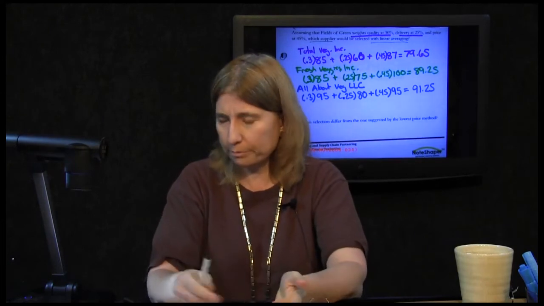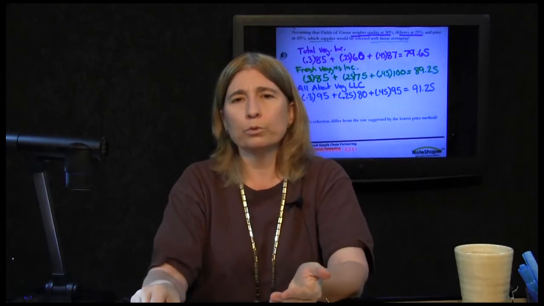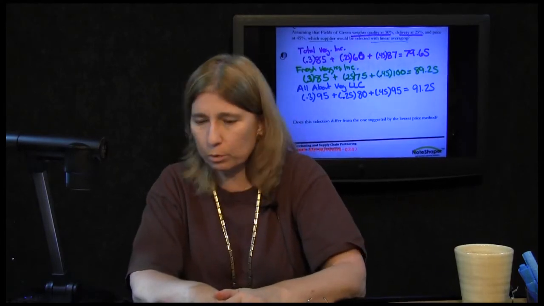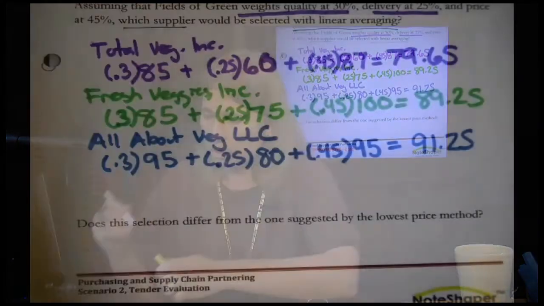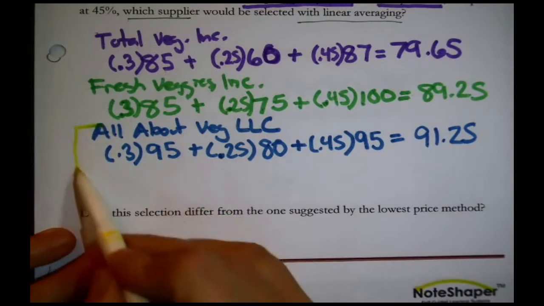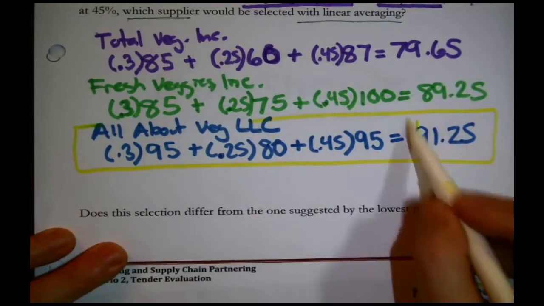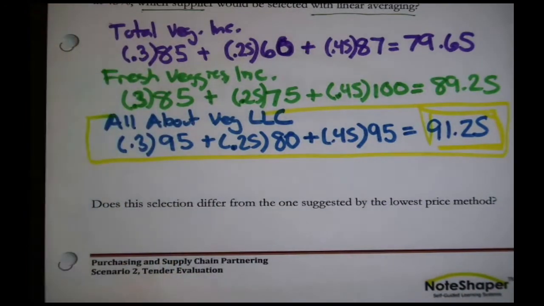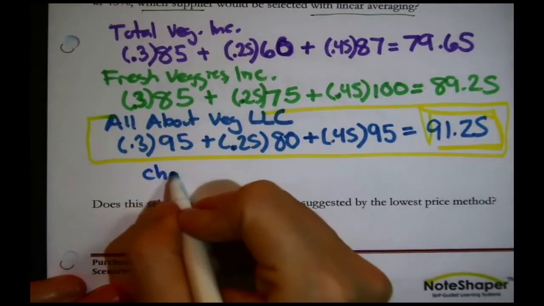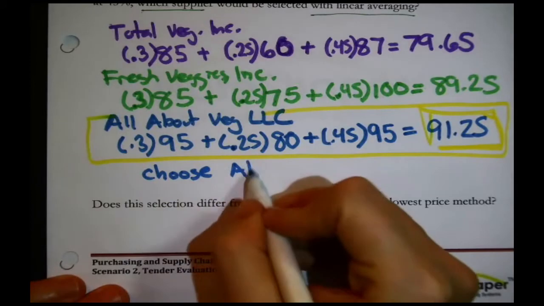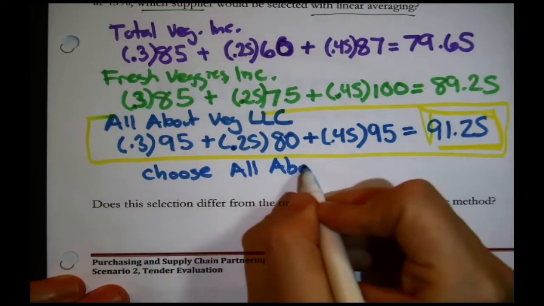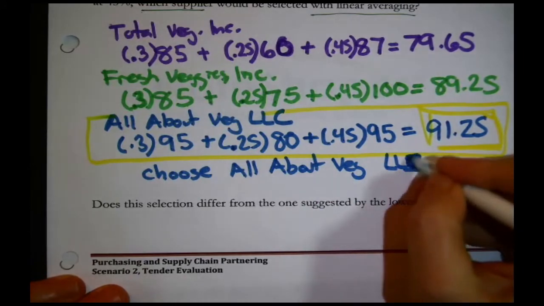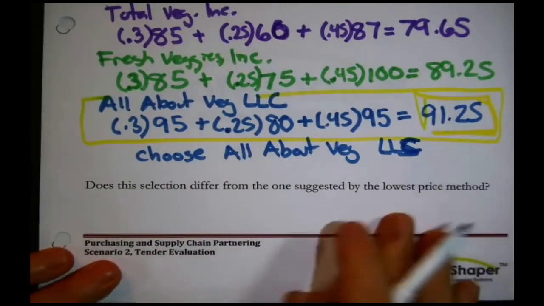Now we have, via linear averaging, a score for each one of the tender offers. We're evaluating them. Which one would we select? We select the one that has the best score. That actually was the last one on the list. The answer? Choose All About Veg LLC. Select them. They had the highest score.